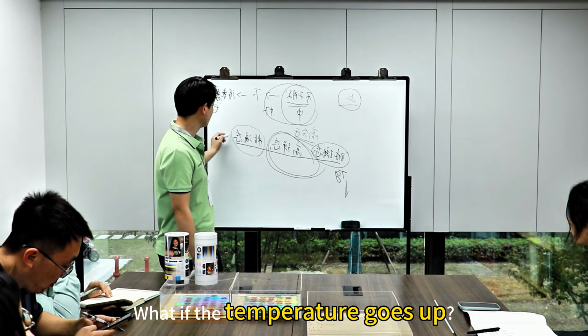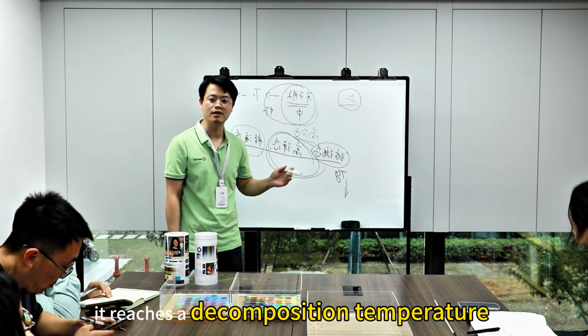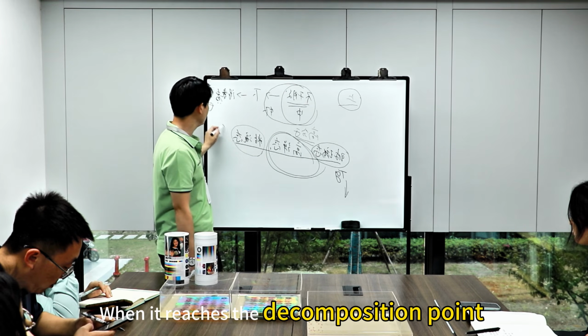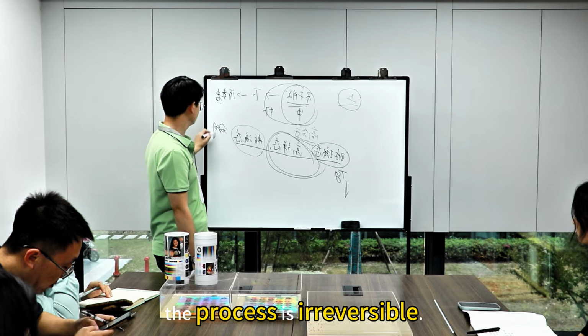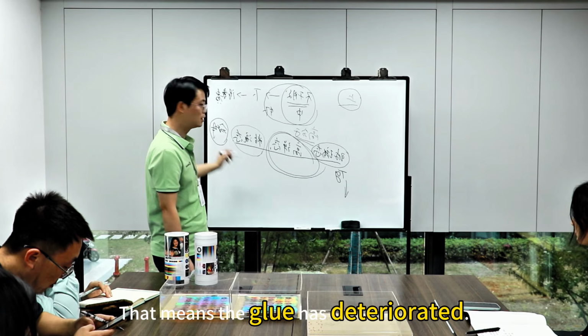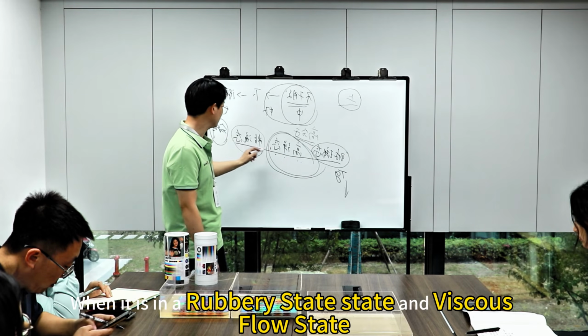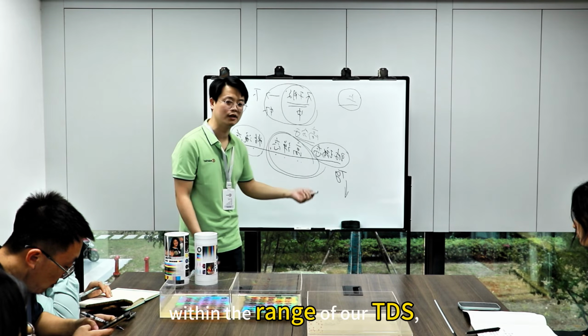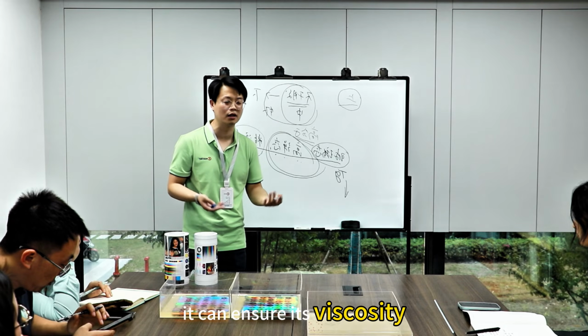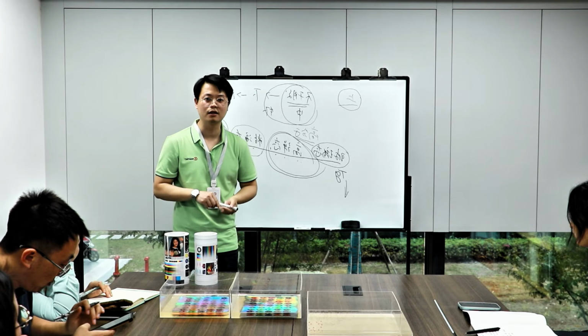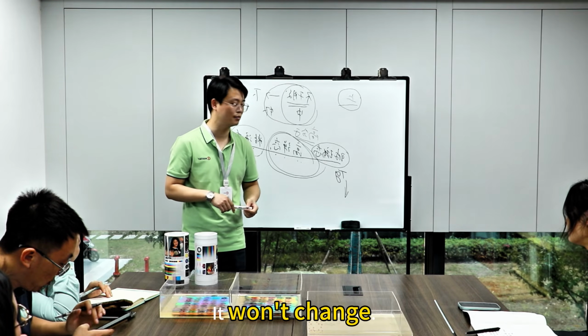What if the temperature goes up? It reaches a decomposition temperature. When it reaches the decomposition point, the process is irreversible. That means the glue has deteriorated. When it is in a rubbery state and viscous flow state, that is to say, within the range of the TDS, it can ensure its viscosity for a long time, and it won't change.